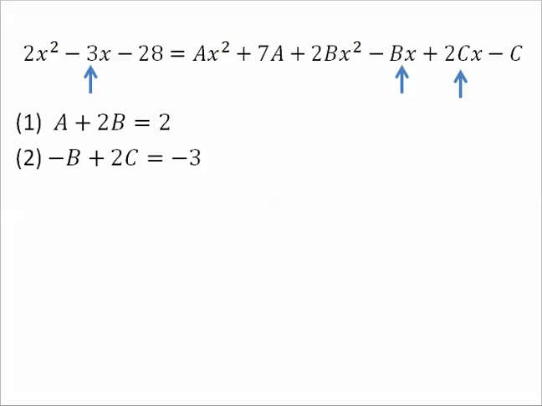Look at the linear terms. There must be a balance there as well. Negative b plus 2c on the right-hand side must add up to negative 3 on the left-hand side. Finally, we look at the constant terms. Balance the constant terms. 7a minus c must add up to negative 28.